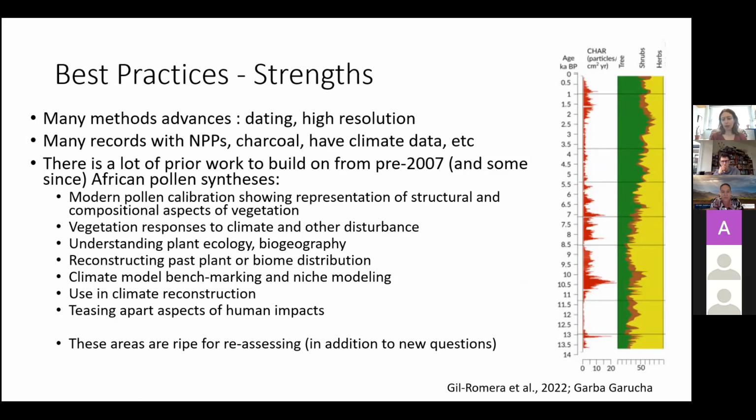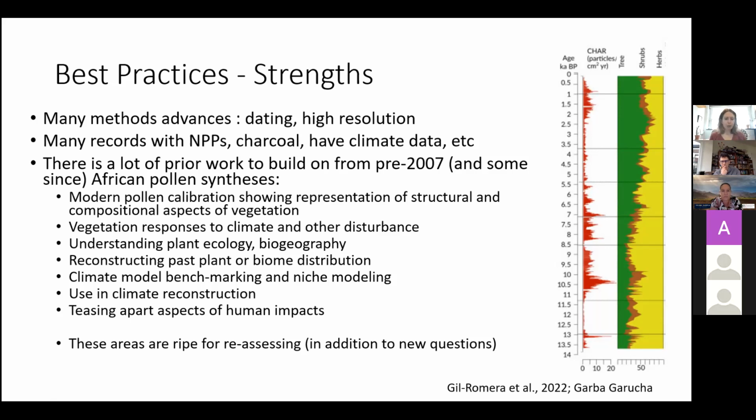It's also one of a new generation of records that includes a lot more than just pollen data. So there's a lot of non-pollen palynomorphs included in these new pollen data sets, charcoal information. A lot of sites not just have pollen data, but also have paleoclimate information and sedimentological data as well.